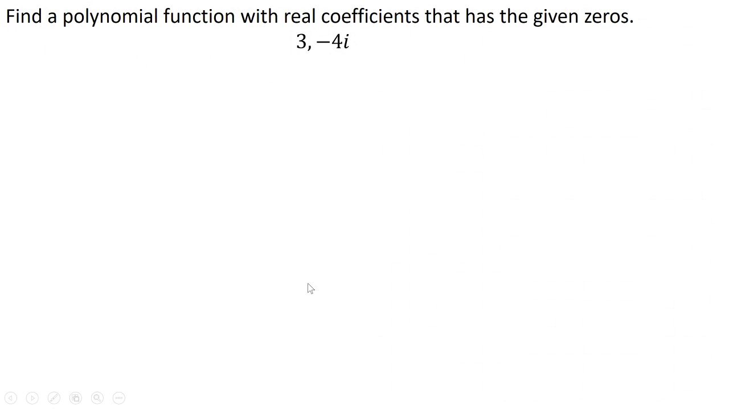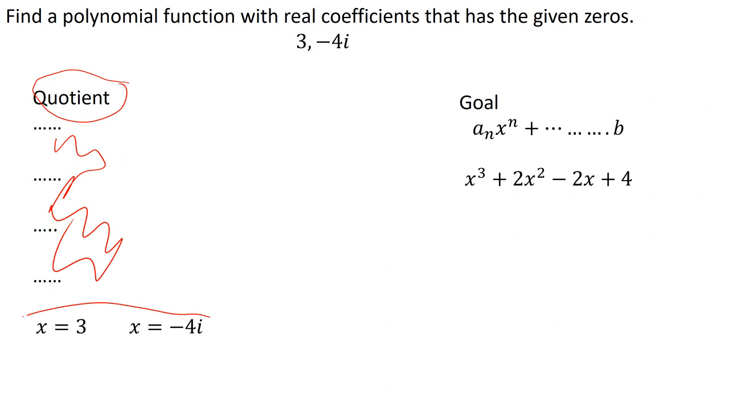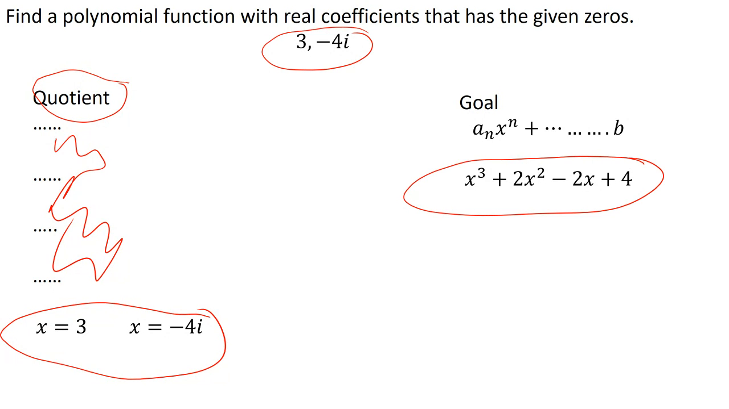So let's go on to the next one. Find a polynomial function with real coefficients that has the given zeros. So we have a 3 and a negative 4, and they want us to find a polynomial function. So what does that even mean? Okay, so I gave you kind of a picture here. All this time, our goal was to find a quotient, and then we did some work here, right? We either factored or we used the quadratic formula, and then we got our answer. But now they're giving us those zeros. And so your goal is to end up with something that looks like this. Okay, so we're kind of working backwards.